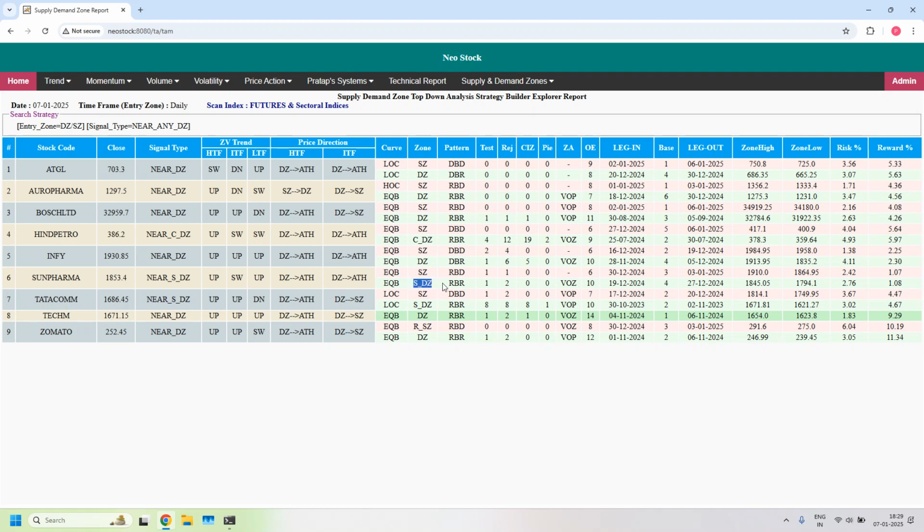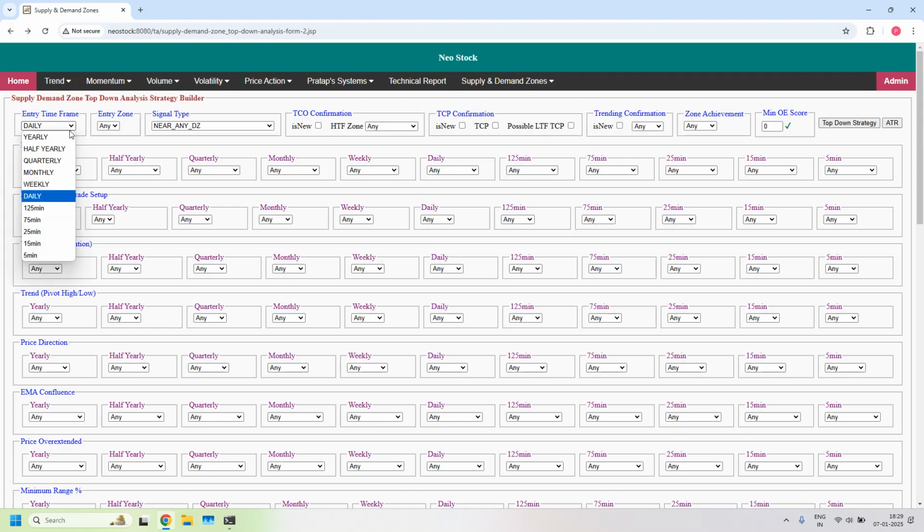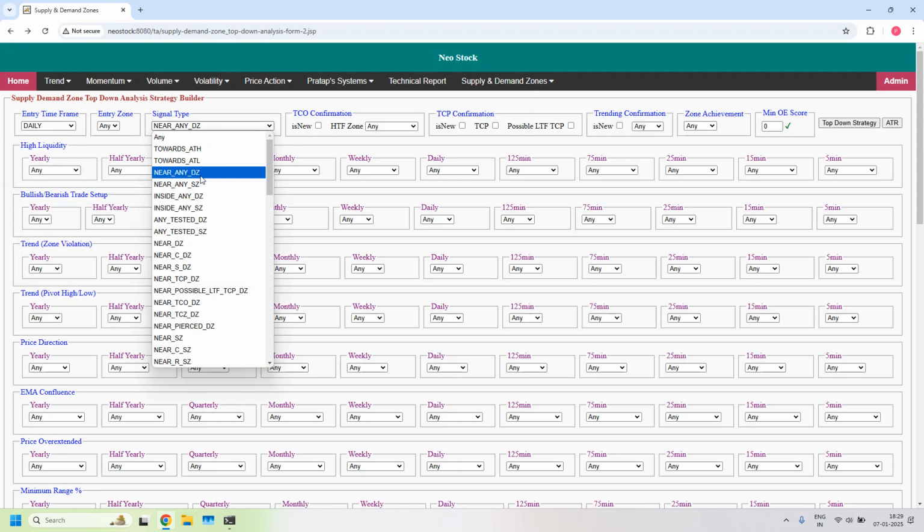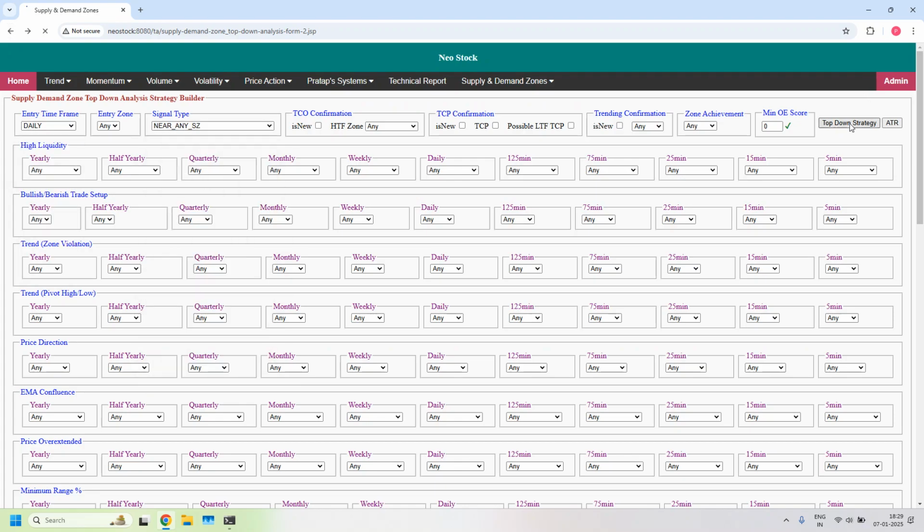Sun Pharma is a valid high liquidity zone. Tata Communication is again pierced, you can't use it. So we have only one valid high liquidity daily demand zone from this list, Sun Pharma. This is the one. Okay, next daily time frame, stocks near daily supply zone.